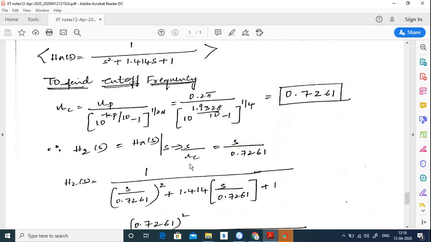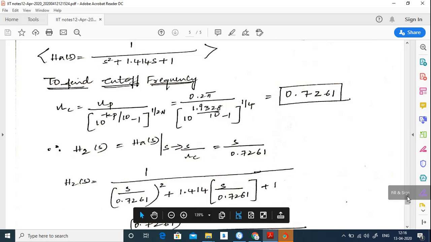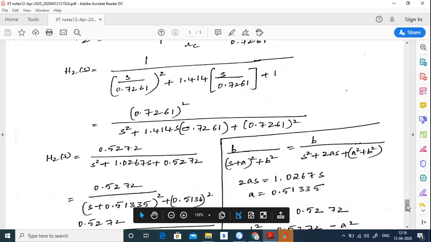So I'll use the same. I'll substitute for omega c. That means to say that wherever you find S, it has to be replaced by S by 0.7261 in this particular expression. So I'll do the same and then simplify. Okay, this is how you can simplify it. Once you simplify it, you will get it like this.